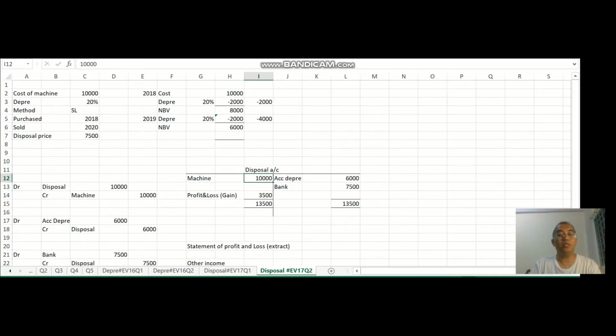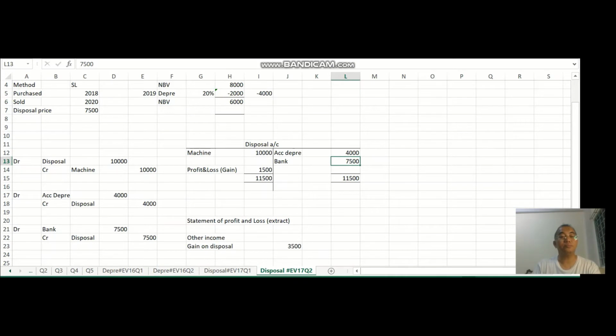And then credit accumulated depreciation. Okay, since we only have two years of depreciation, the accumulated depreciation is only 4,000. So we put here 4,000. So when the accumulated is 4,000, so you debit accumulated depreciation 4,000 and credit disposal 4,000. Right, so how much do you sell? Still 7,500. So debit bank 7,500, credit disposal 7,500.